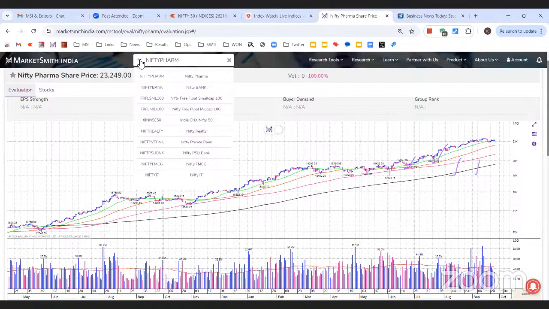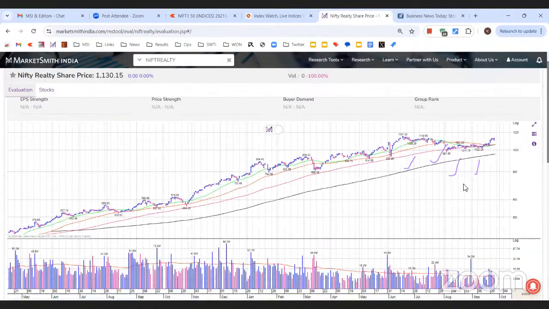Next, we look at a couple of more sectors, and then we can discuss about the stock specific queries and analyze those queries from O'Neill's perspective. We are done with the banking and pharma. Next, we can look at realty and FMCG as well.